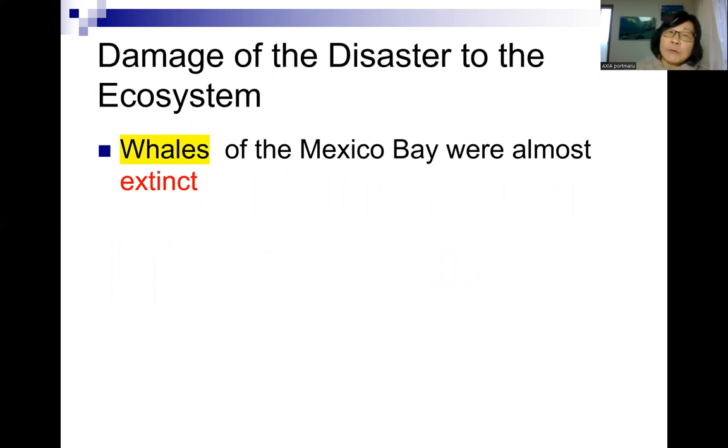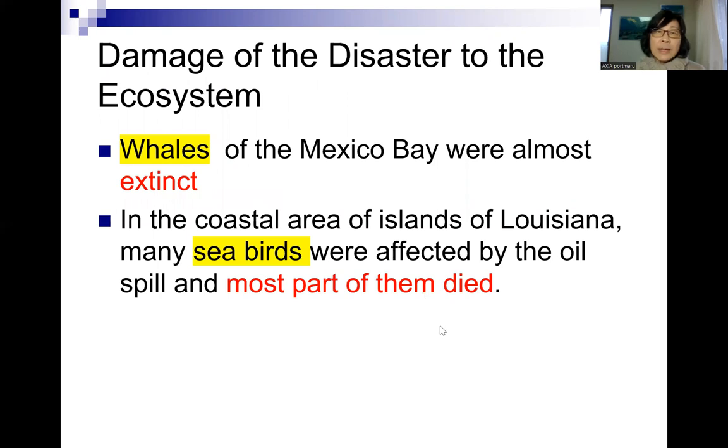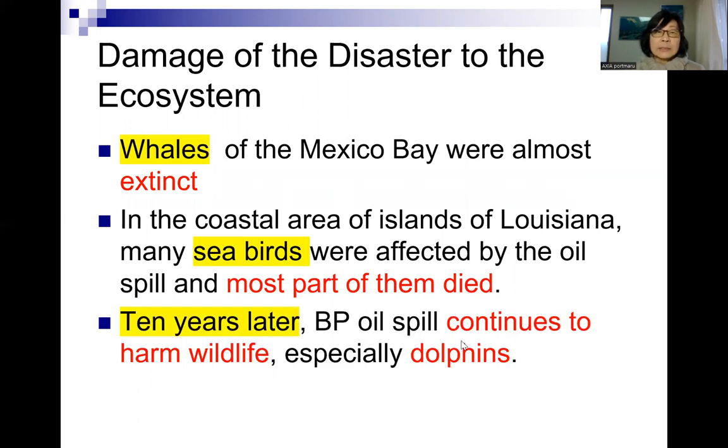How was the damage of the disaster to the ecosystem? Whales of the Gulf of Mexico were almost extinct. In the coastal area of islands of Louisiana, many seabirds were affected by the oil spill, and most of them died. 10 years later, the BP oil spill continues to harm wildlife, especially dolphins.